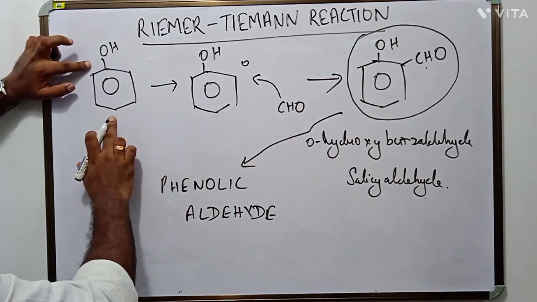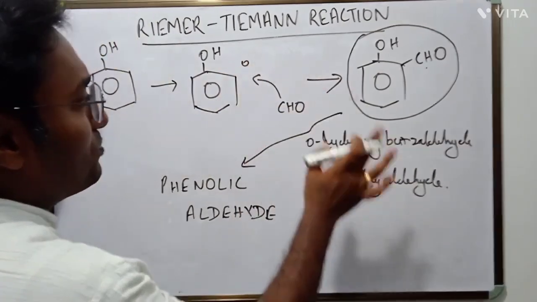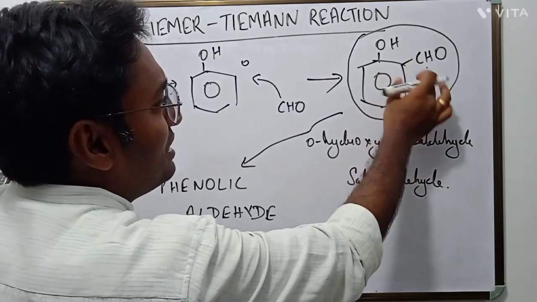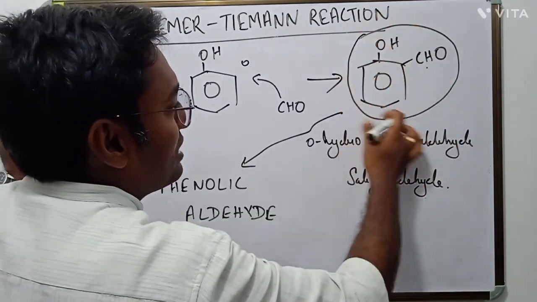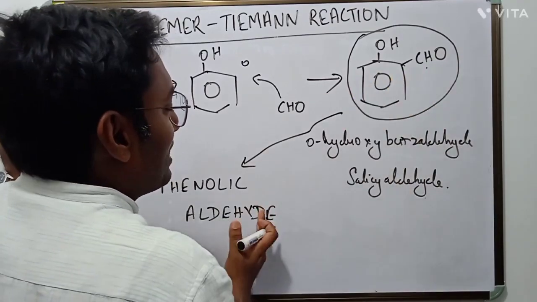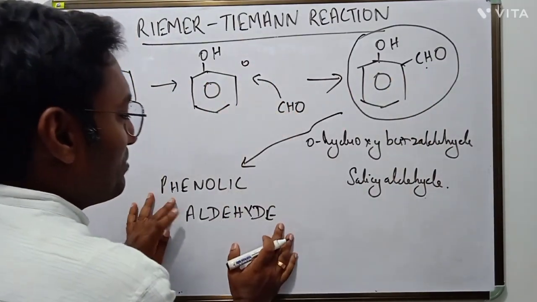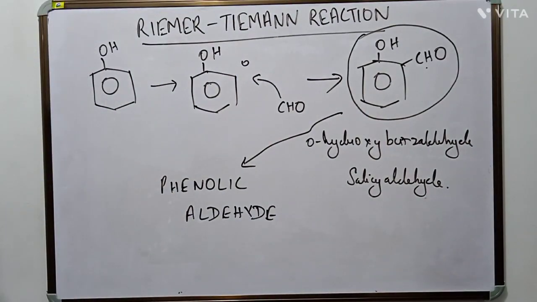Which organic compound shows this reaction? Phenol. What happens? Aldehyde group is introduced at the ortho position, and what is the net output? You get orthohydroxybenzaldehyde, also known as salicylaldehyde. If you closely look at the structure, what is it? A phenolic aldehyde. So therefore Reimer-Tiemann reaction is used in the preparation of a phenolic aldehyde.